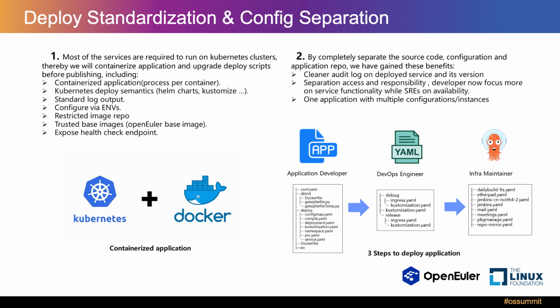The second part is about configuration separation. So there are 3 different roles in the whole process to deploy the applications to our production environment. The first role is the application developer, who is responsible for writing the Docker YAML files, which do not contain any details for the deployment. For example, they don't need to care about any namespace or some other Docker or Kubernetes resources.